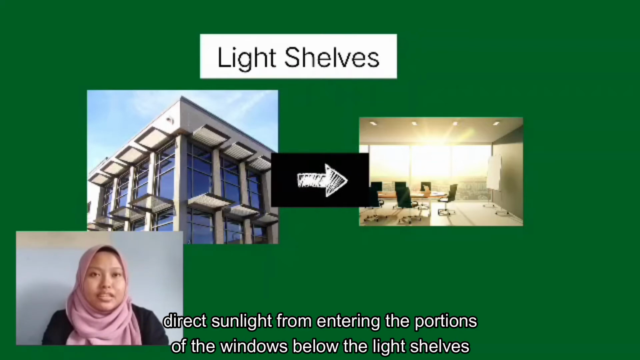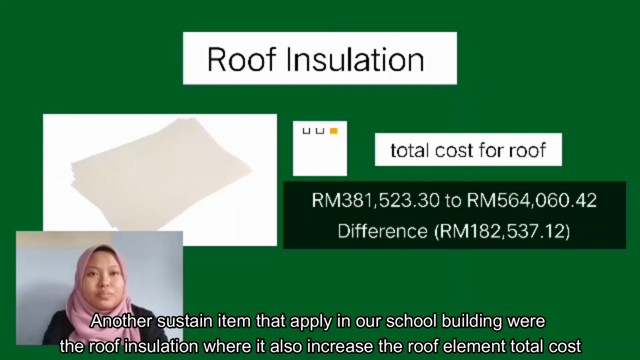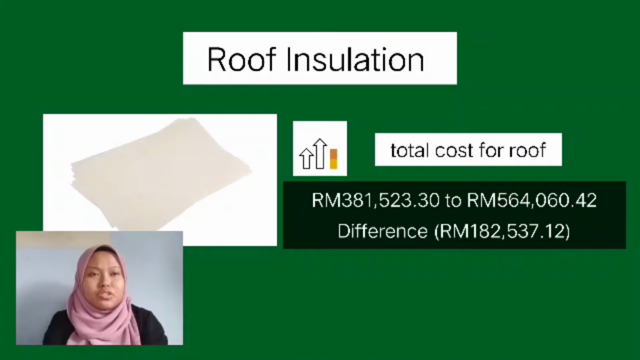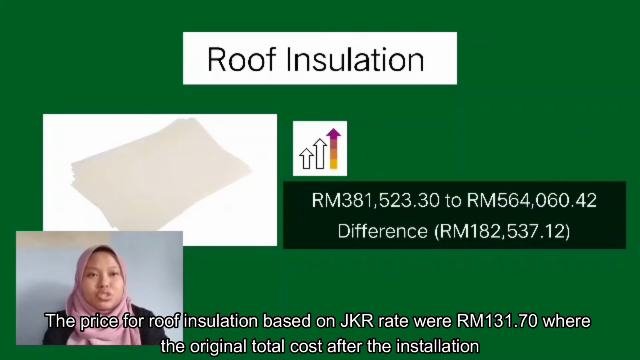Another sustainable item applied in our school building was the roof insulation, which also increased the total cost of the roof element. The price for roof insulation based on the KR rate was RM131.70, and the original total cost, the cost after the installation of roof insulation, and the difference are shown above.